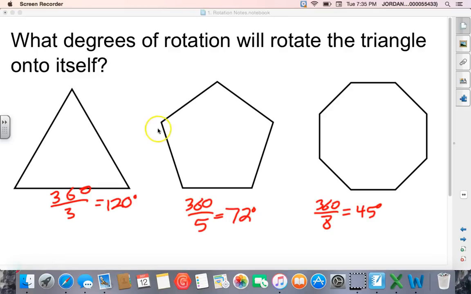You can see a triangle. It's going to take a 120-degree rotation to map the triangle onto itself, and 72 degrees for the pentagon. Right? Pentagon has 5 sides, and then we did on the last one, octagon has a 45-degree angle in order to map it onto itself. So hopefully y'all got those.